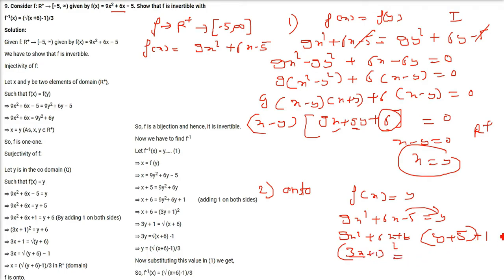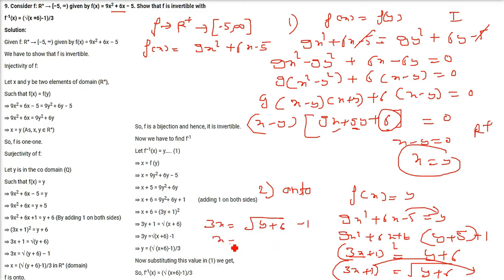So y + 6. Now take the square root on both sides. 3x + 1 = ± under root (y + 6), because R+ is there, so we'll use only the positive one. So it will be under root of (y + 6). And 1 take it here. So this is 3x = under root (y + 6) - 1, and x will be equal to (under root (y + 6) - 1) divided by 3. So this is onto also. So 1 to 1 also, onto also, that is, it is both of these. So it will be bijective.